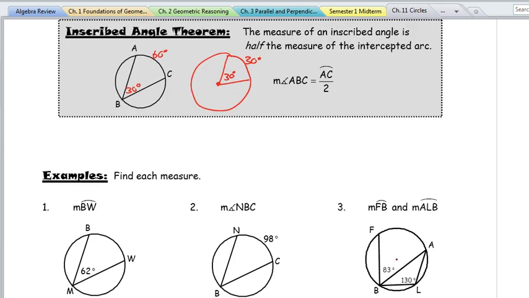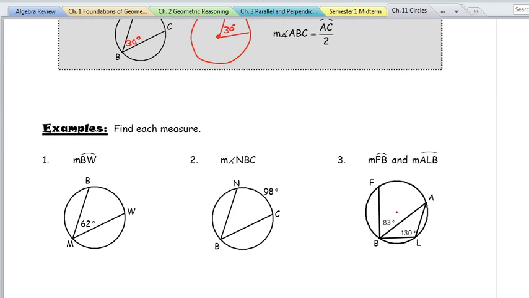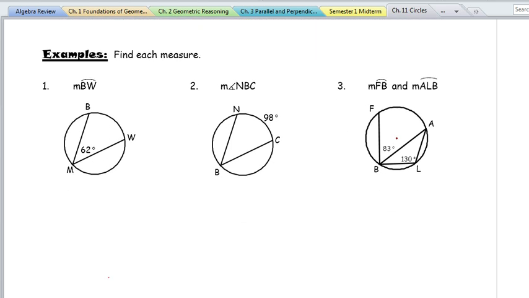So we're going to put this to the test with a couple of problems. I'm not going to be able to keep that up there, but pretty easy idea. Always be careful with what I'm asking you. So to find arc BW, I'm going to make sure I'm always finding exactly what I want. So I'm going to go ahead and highlight that. If that's 62 degrees, then to find the outside, we're going to do measure of BW is equal to 2 times 62, which comes out to 124 degrees. Okay, so this would be 124.